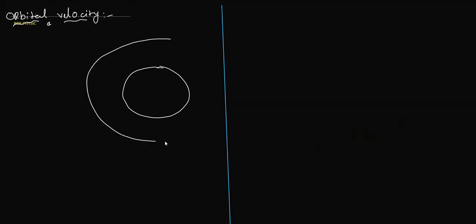Next, we need to discuss orbital velocity. Let me take the Earth here, and surrounded by the Earth, in an orbit, one satellite is revolving.